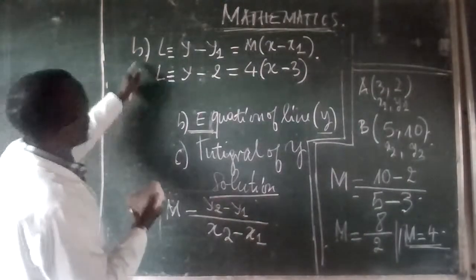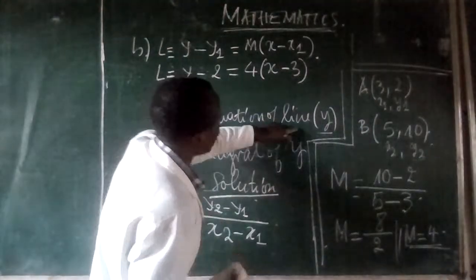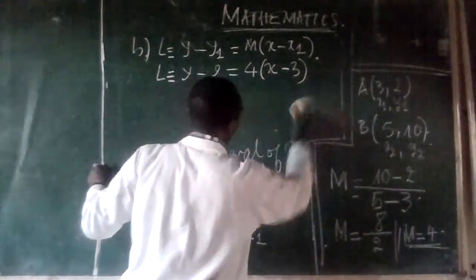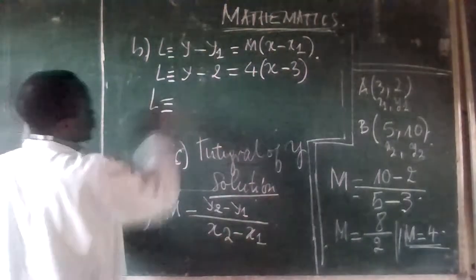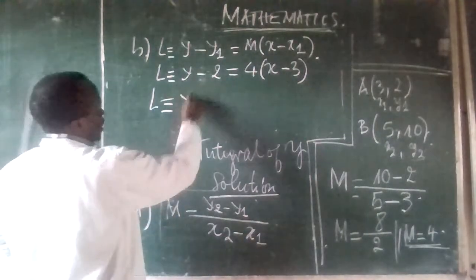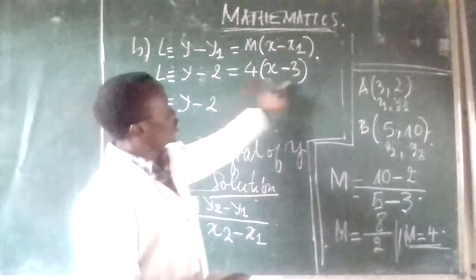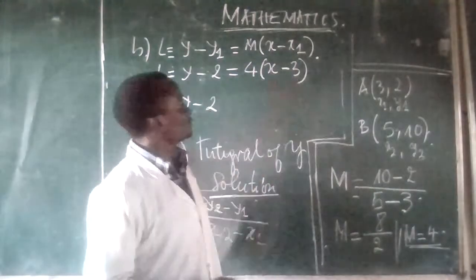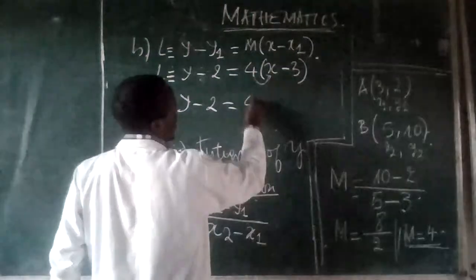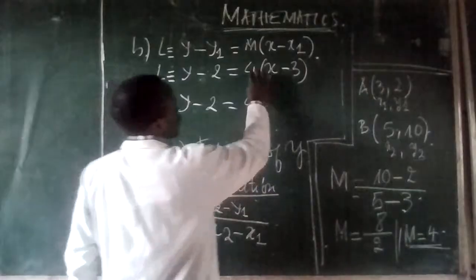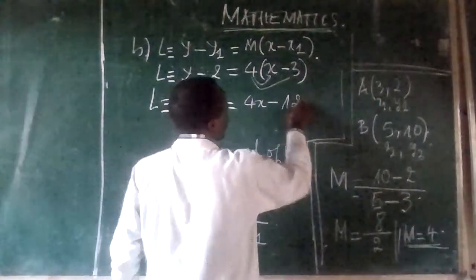It is sub question B where we are going to find the equation of line. Let us clean this. Now let us continue with our equation of line. It is y minus 2. As I told you, we are going to multiply this 4 by those numbers which are in the bracket. Now it will be 4 times x, remaining with 4x. 4 times minus 3, we remain with minus 12.